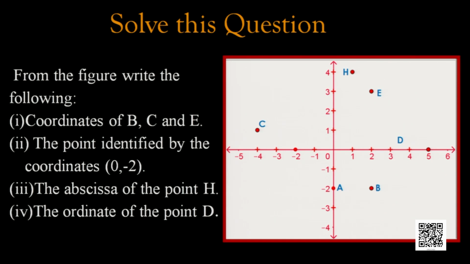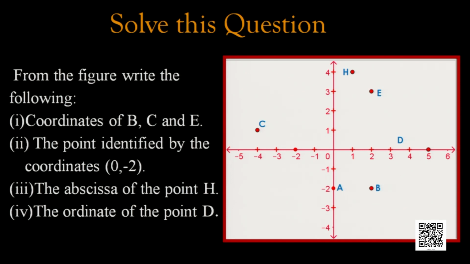Now the first question we may solve: the coordinates of B, C and E. To find the coordinates of B, we have to observe how many units we have to go along the x-axis, and how many along the y-axis. These two things are important, and also the directions: the positive or negative direction of the x-axis, and the positive or negative direction of the y-axis.